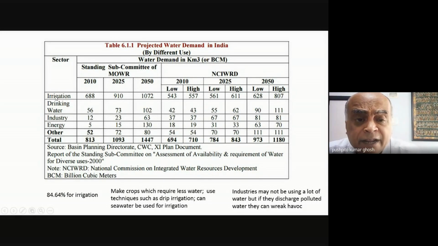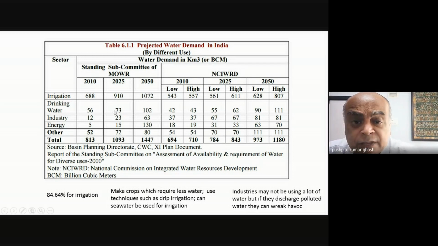Obviously, if you're in agriculture and something like 84-85% is for irrigation, you better be worried about how to reduce the water requirement in agriculture. I remember a long time ago, maybe about 20 years back, I used to be in a committee called More Crop Per Drop. Dr. Swaminathan used to head the committee. That's what we were trying to look at: how do you grow more crops with less water?